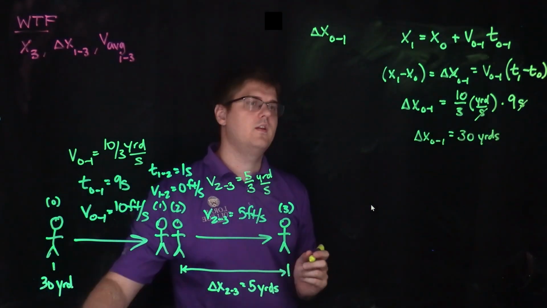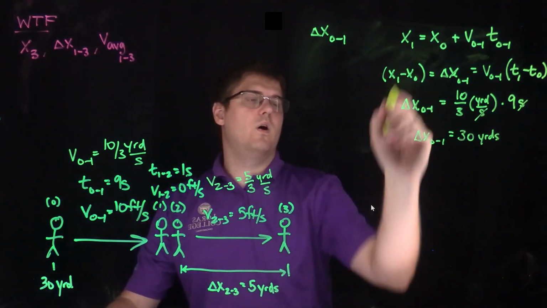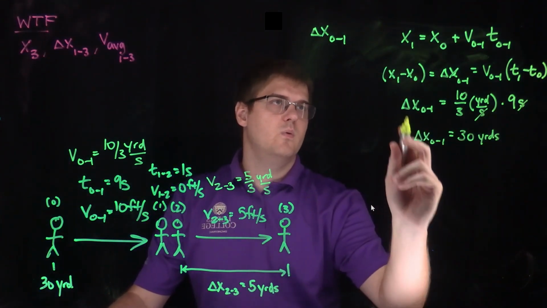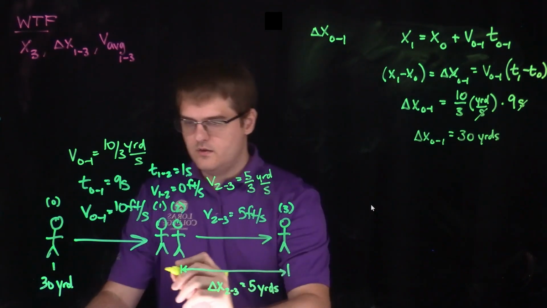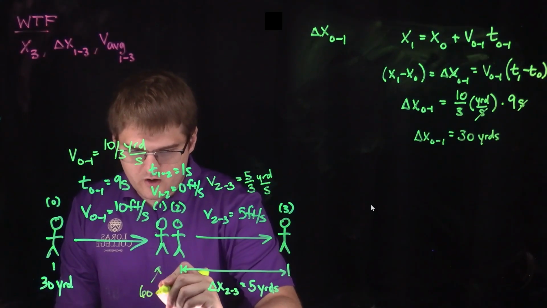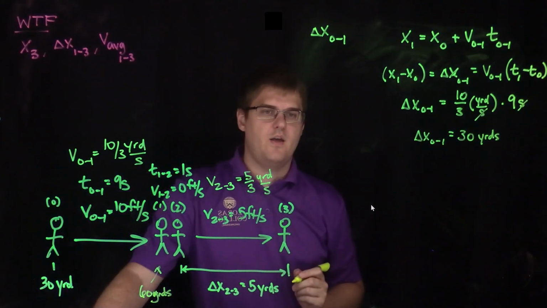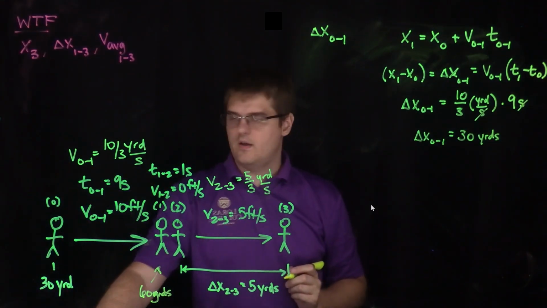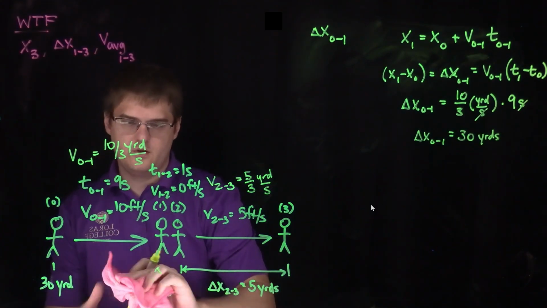So at time 1, he has moved 30 yards up the field. And if we want to know exactly where that is, we can say that it is 30 yards past the 30-yard line. So I am at 60 yards at this time. That looks absolutely terrible on the screen. I apologize.